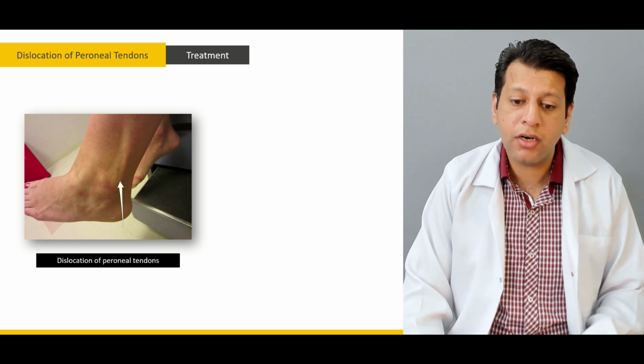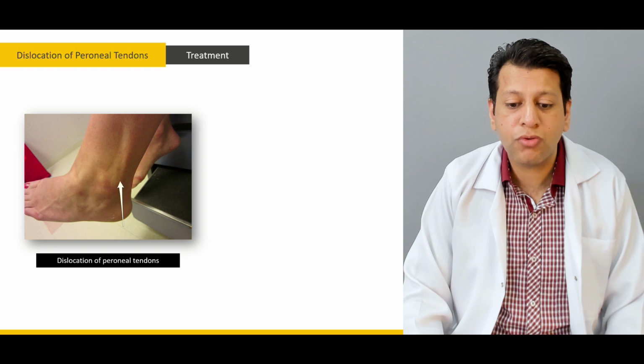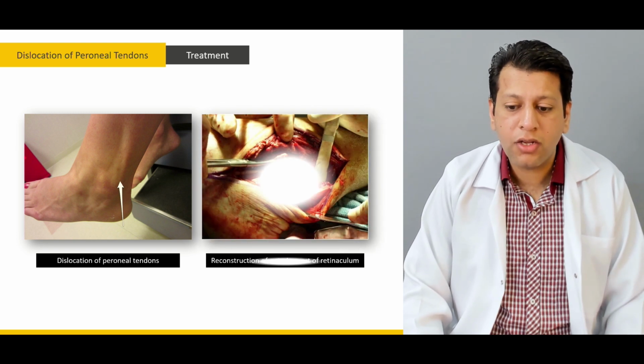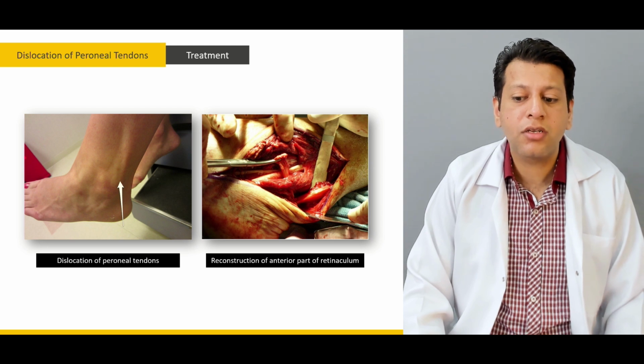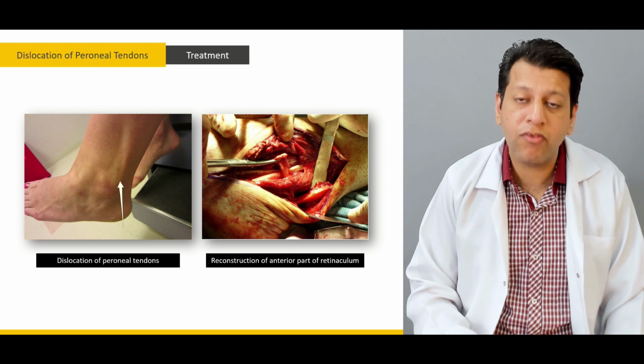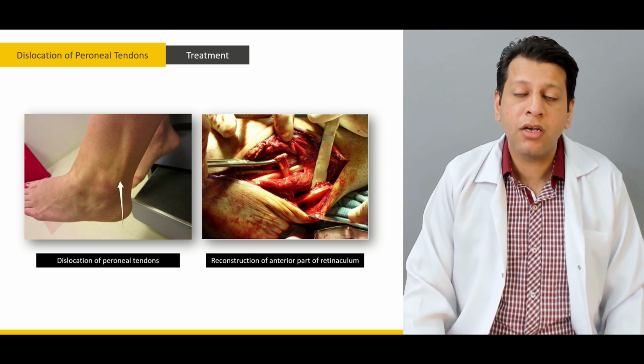The other option is, if it is associated with peroneal tendon injury and the retinaculum is disrupted enough that it cannot be repaired, then we will probably require some surgical stabilization to keep the peroneal tendons from dislocating again and again. Usually the reconstruction is done by primarily repairing the anterior part of the retinaculum if it is repairable, or it can be reconstructed as well.